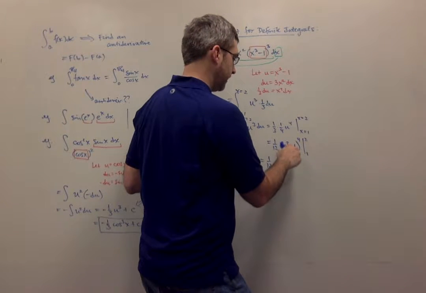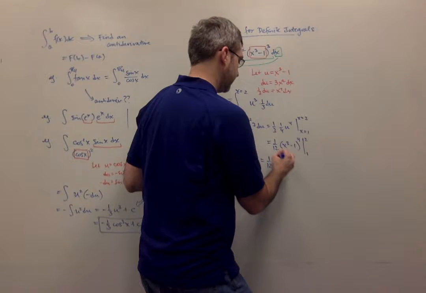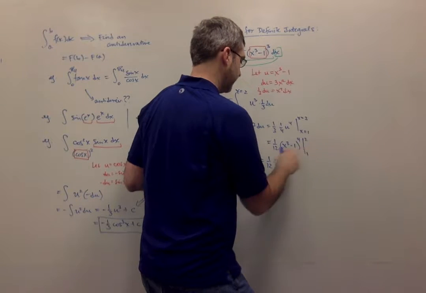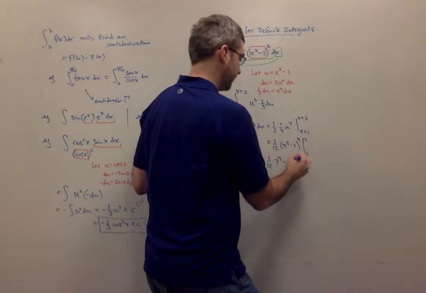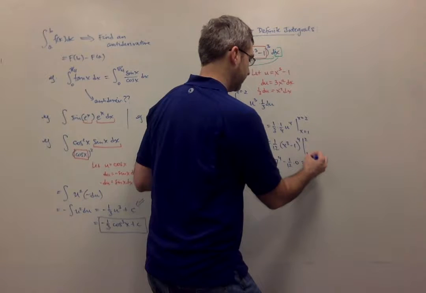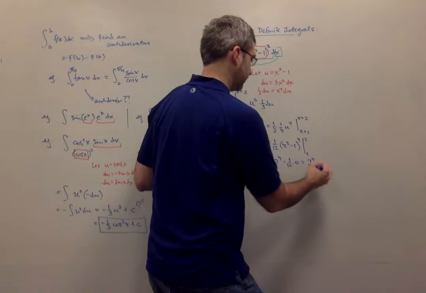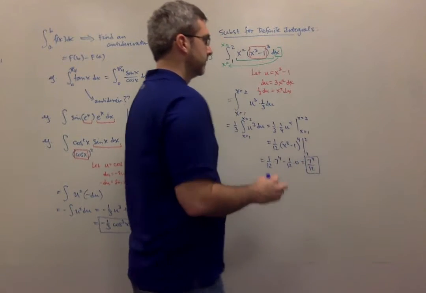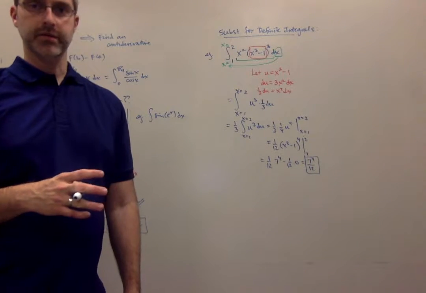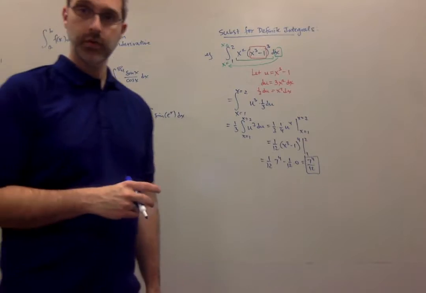So 2 cubed is 8 minus 1 is 7. So I'd have 7 to the 4th minus, if I plug in 1, I get 1 cubed is 1 minus 1 is 0. So that's just 0. So I would get 7 to the 4th, whatever that is, over 12. Okay, that would be my answer. That's one way to do this problem. Okay, does that make sense?